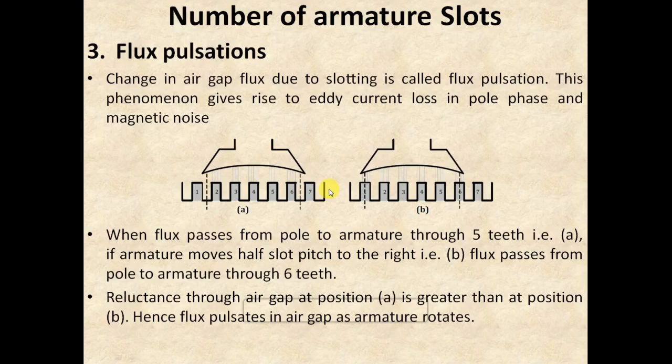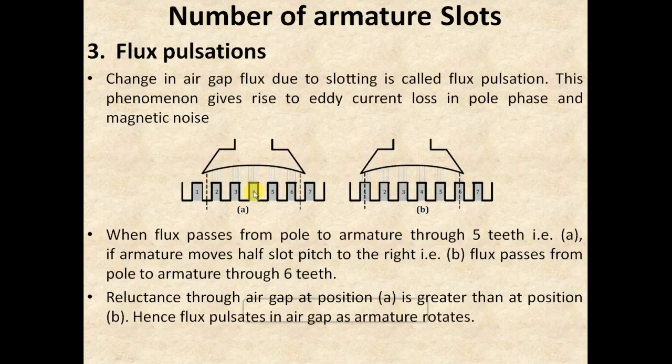level of the machine. Consider the flux passing from this pole shoe to the armature through these 5 teeth shown here: 1, 2, 3, 4, 5. Now suppose the armature is moved towards the right by half a slot pitch, as you can see very clearly in this diagram. In this case, the flux is passing from the pole shoe towards the armature through these 6 teeth: 1, 2, 3, 4, 5, 6.